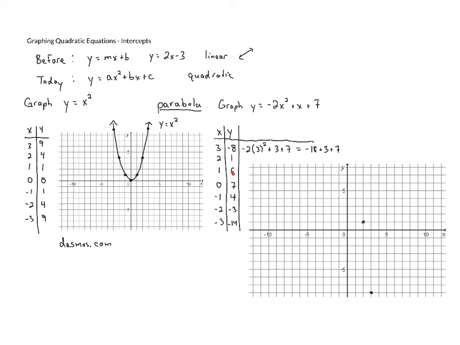The next point is 1, 6. So we go to the right 1 and up 6. It's going to be right there. Then we've got 0, 7. It's going to be up here. The next is -1, 4. So that's to the left 1 and up 4. And then we have -2, -3. That's to the left 2 and down 3. That's going to go right here.